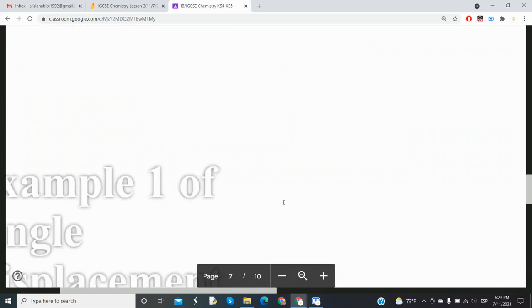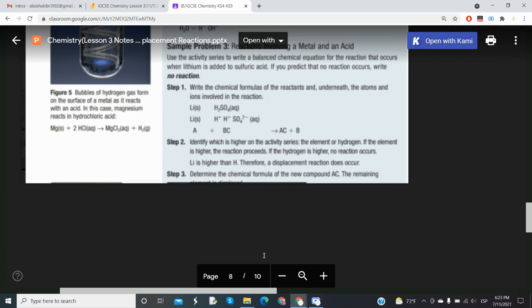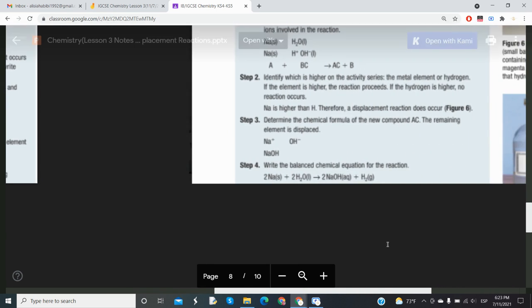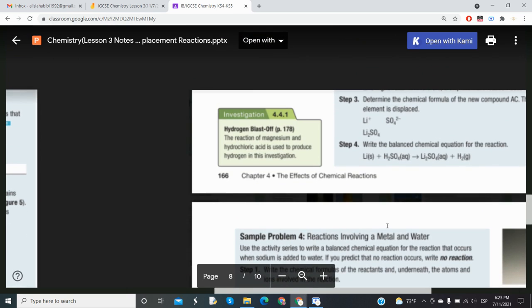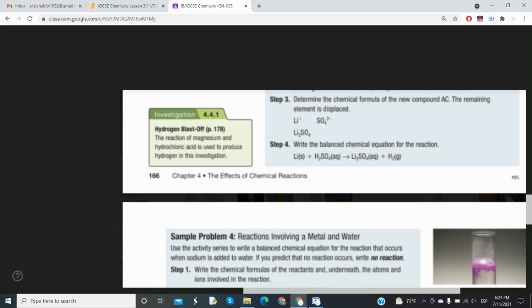So if we go down again, it means that lithium can now displace hydrogen. And so if we look at the next part of this equation, we're going to see that lithium displaces hydrogen. After the third step, of course, would be to determine the right chemical formula of the compound that is going to be formed, because you've seen on the activity series that lithium is going to displace hydrogen and combine with sulfuric acid. So once you've seen that, you now need to derive what the chemical formula is going to be for the product.